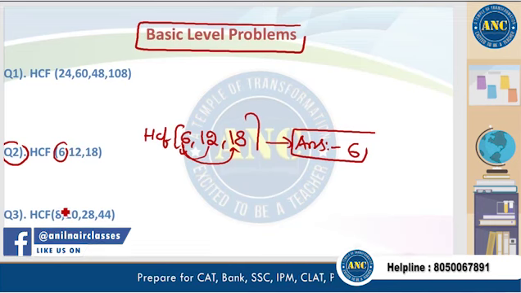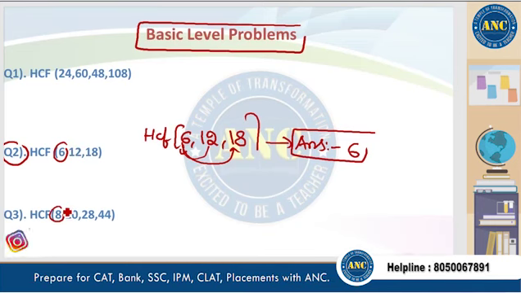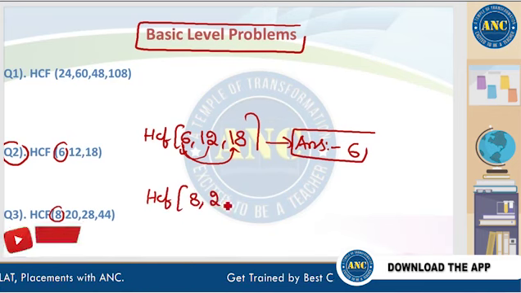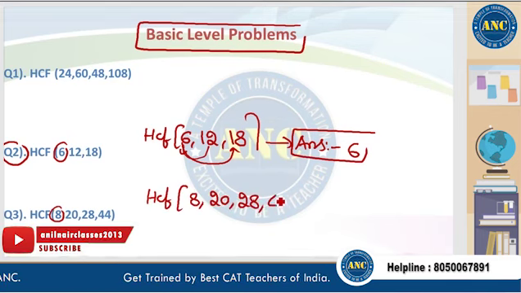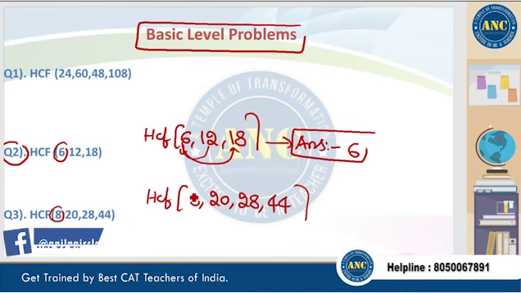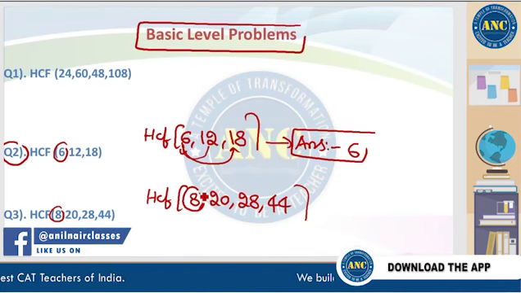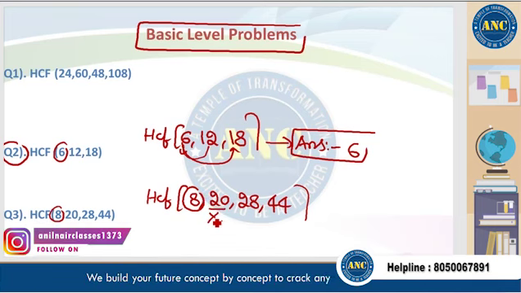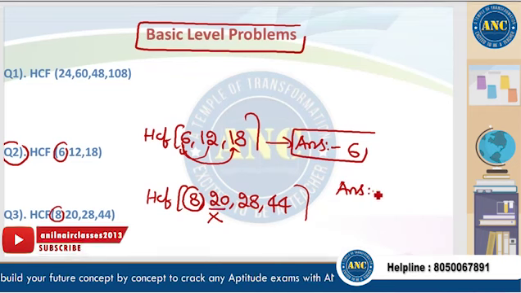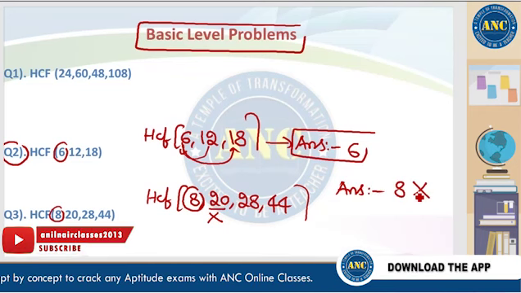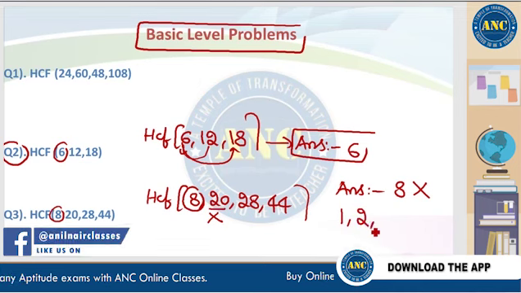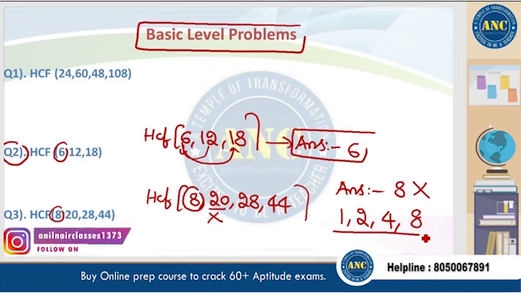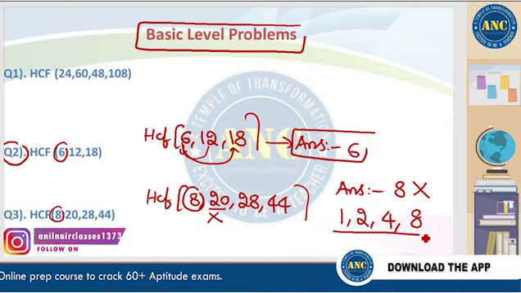Similarly, suppose I take the third question. Take the lowest number. Lowest number is 8. HCF of 8, 20, 28, 44. 8 is the lowest number. Check whether the lowest number divides every other number. Is 20 divisible by 8? No. So the answer is not 8. If it is not 8, take all the factors of 8. Factors of 8 are 1, 2, 4, 8.